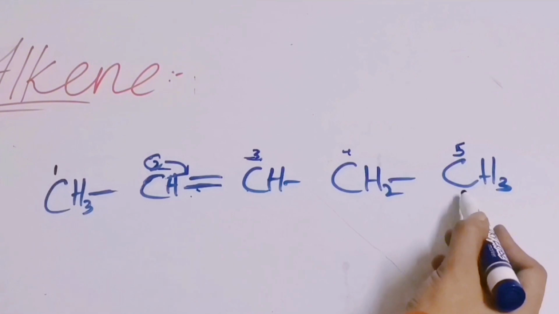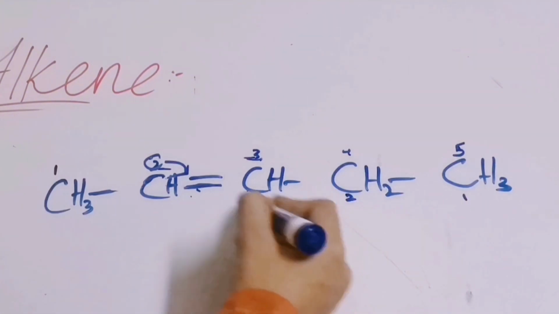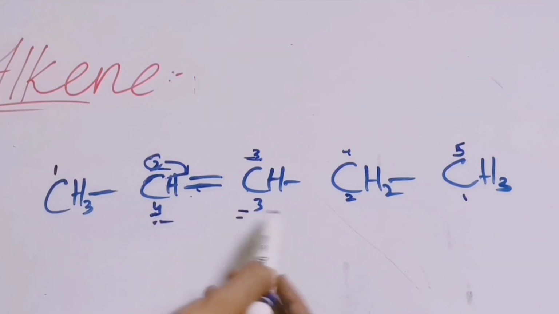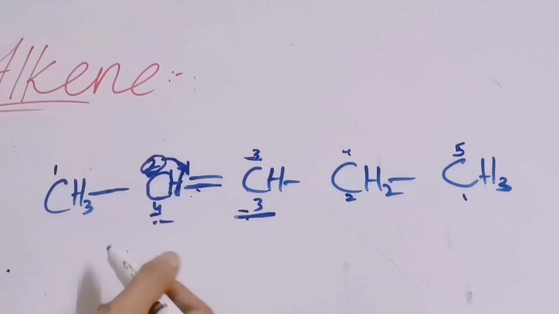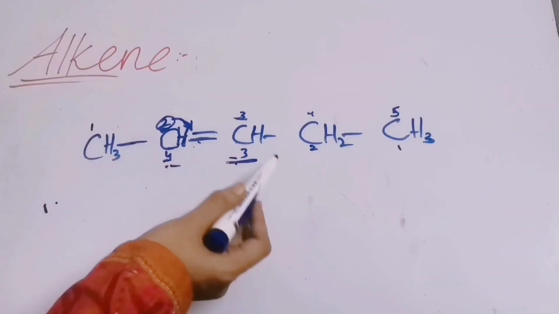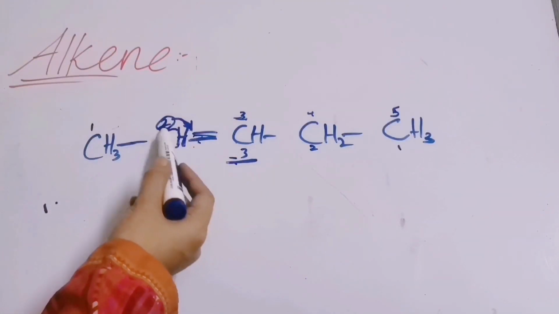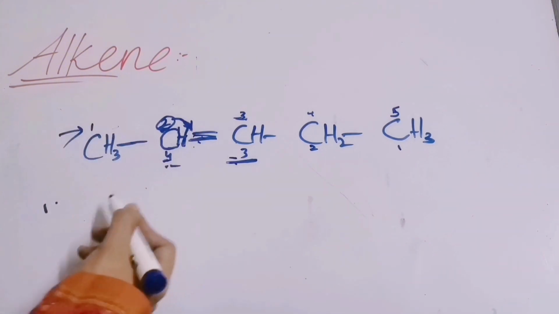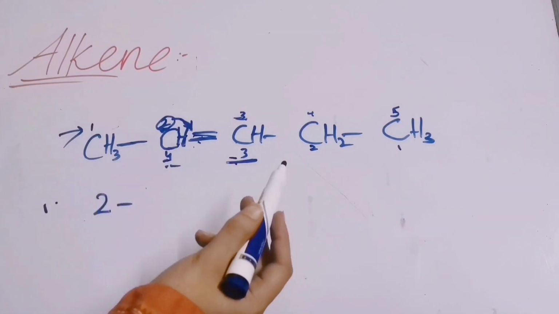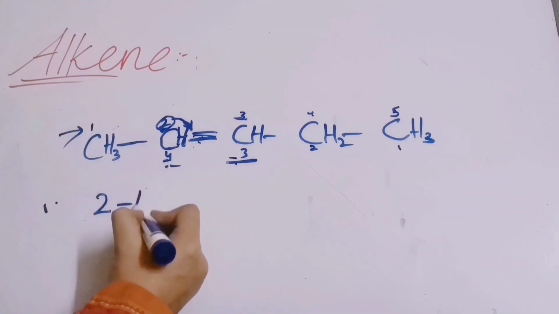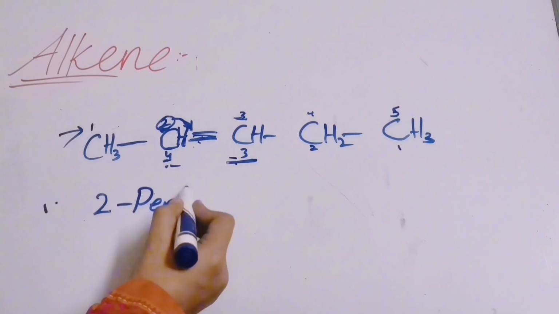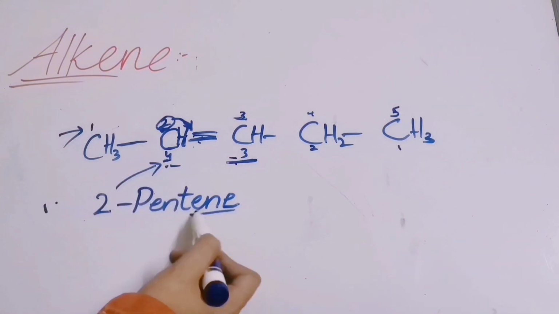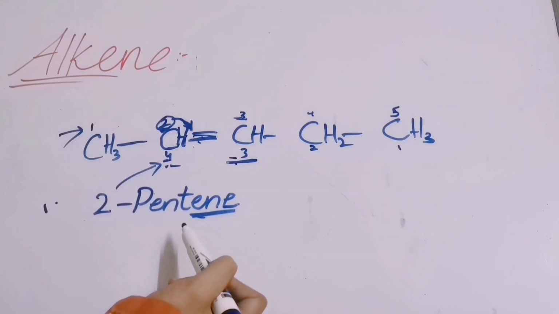But if we write the numbering from this side 1, 2, 3, 4, so here the double bond is coming between 3 and 4. So in this case the position of double bond will be 3. But according to the rule, we have to select the chain in which the double bond is getting the smallest number. So we will select this chain. And what will be its name? Its name will be 2. And how many carbons are present? 5. So we will write the name pentene. 2 is representing the position of double bond and ene is representing the presence of alkene.